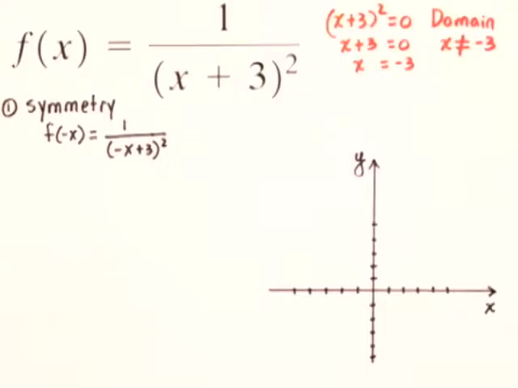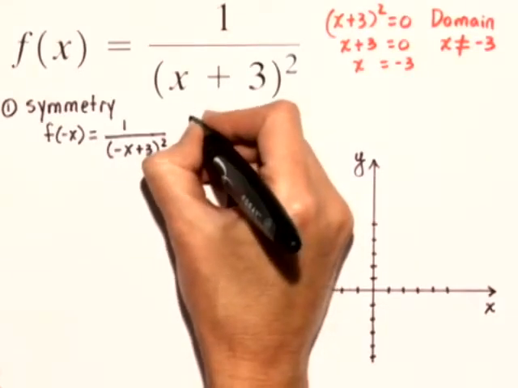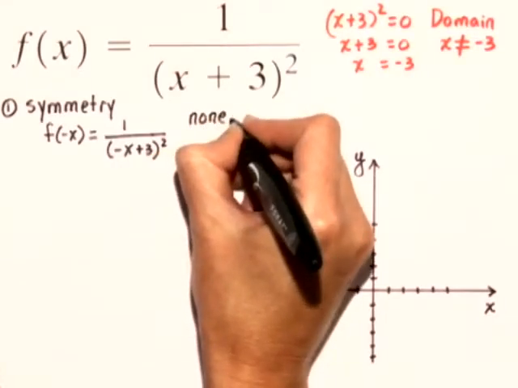The second possibility is that f of negative x is exactly the opposite of the original function. That's not the case here either. But if it were the opposite, it would be an odd function and it would be symmetric with respect to the origin. So in this case, there's no symmetry, and we'll just write that there is none.